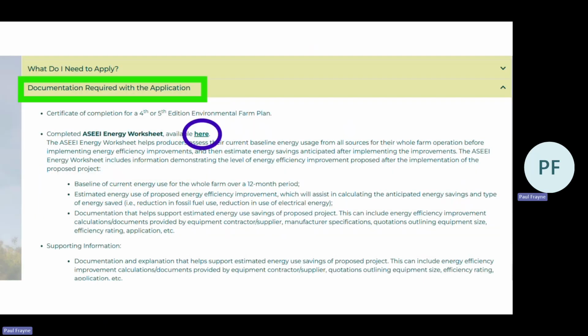Ensure that you review all sections of the program guide for the project category you are applying for. Select the Documents Required section. Here, you will find a link to the required energy worksheet.